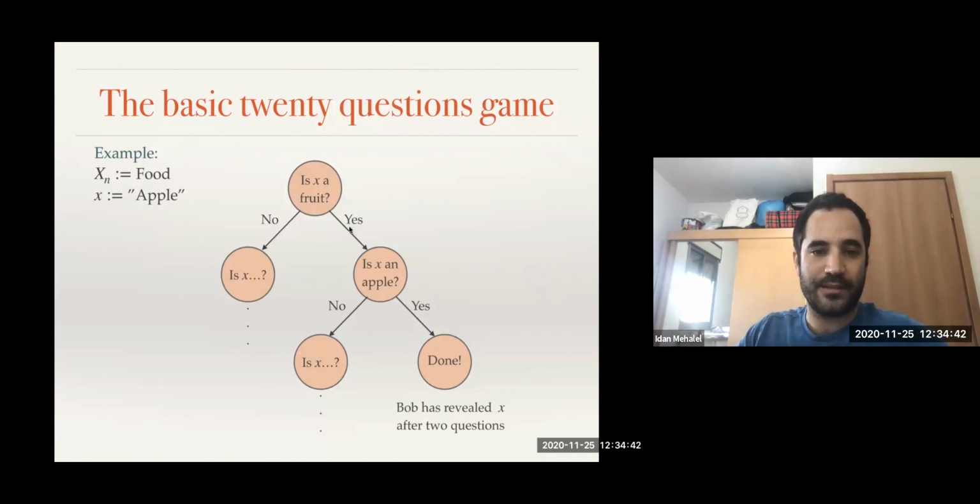So we can see that this game is represented by a binary decision tree. Each internal node represents a question, and the edges simply represent the possible answers, yes or no. And the game is finished when we arrive at a leaf, which represents a single object. If we arrive at the leaf of the object X, it means that X is the secret element that Alice picked. So this is an example for this basic game.